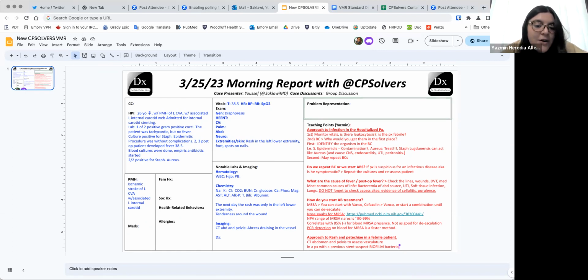Now, how do we start antibiotic treatment if we do? For MRSA, you can start with vanco. There has been evidence that cefazolin can be superior to vanco, but if not, you can start a combination until you can de-escalate antibiotic therapy. We also went into asking about cefazolin being superior for MSSA.